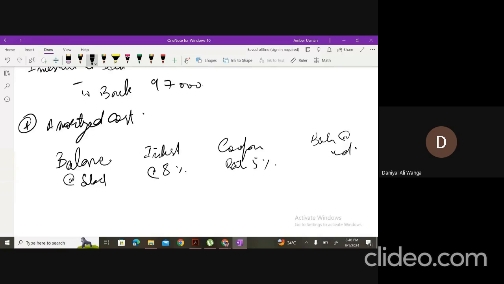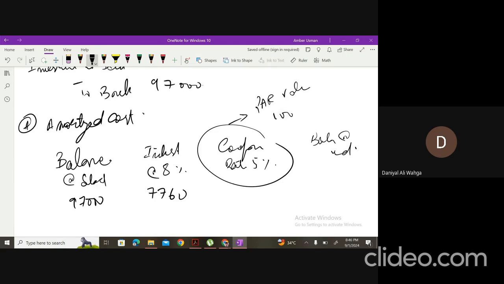So the balance at start of the bond is 97,000. The effective rate of interest is 8%, so 97,000 multiplied by 8% is 7,760. Now the coupon rate is normally calculated on the par value. The par value is $100,000, and $100,000 multiplied by 5% is $5,000. This is the amount which is paid or received.